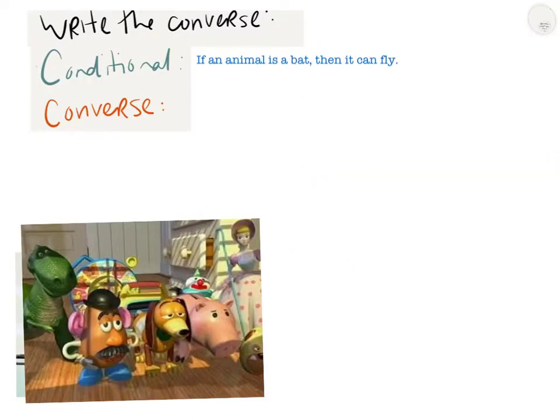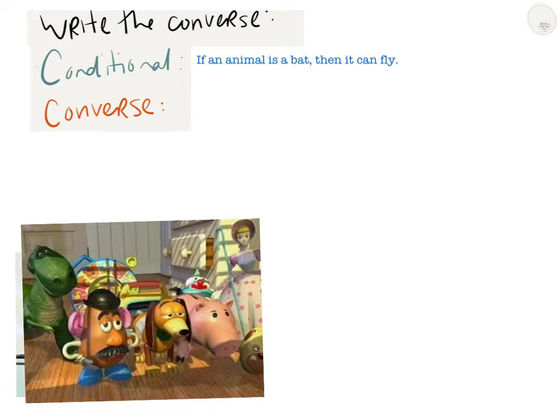Now that you know what a converse is, if I gave you a conditional statement, could you write the converse? All right, here's your example. If an animal is a bat, then it can fly. The converse, you're going to have to find the hypothesis, find the conclusion, and then switch the order. But it isn't just that simple. You also need to maintain the sense of the sentence by using your expertise in English.